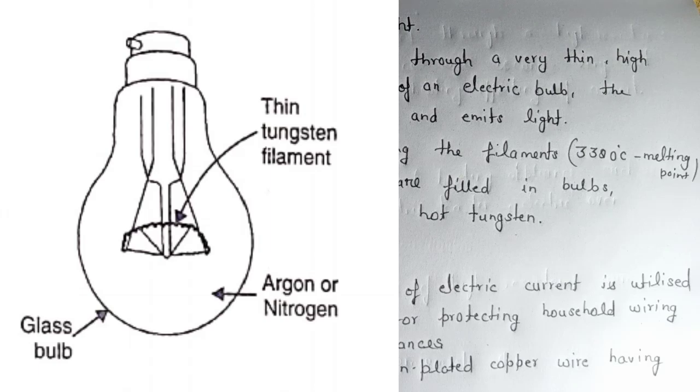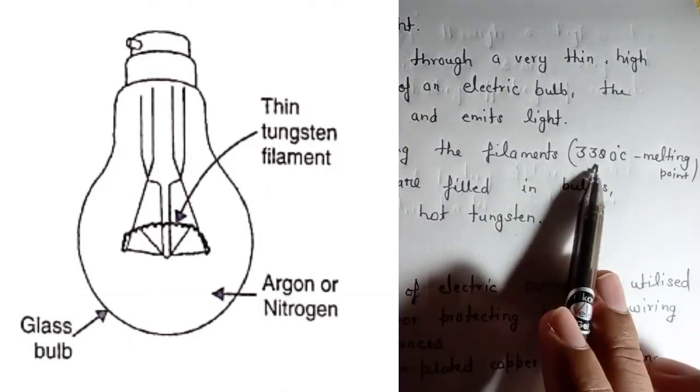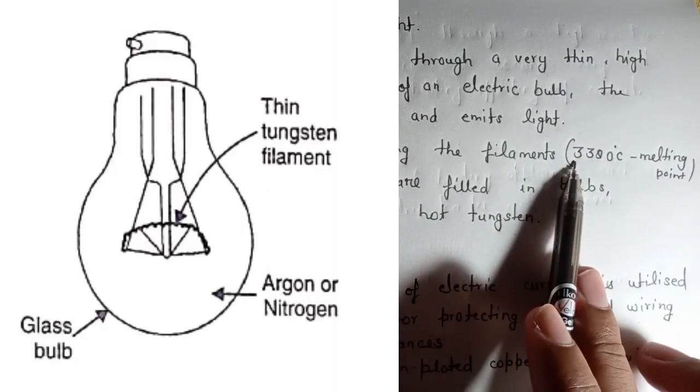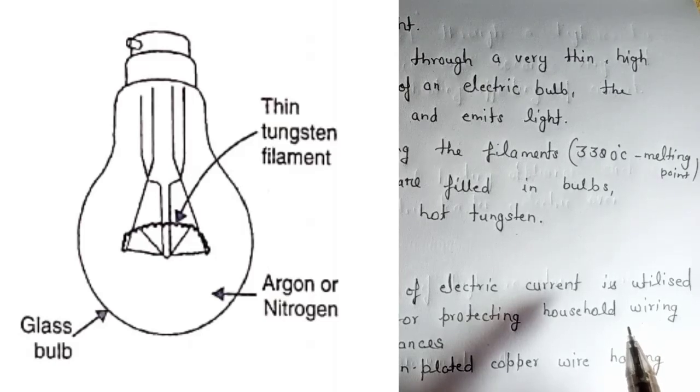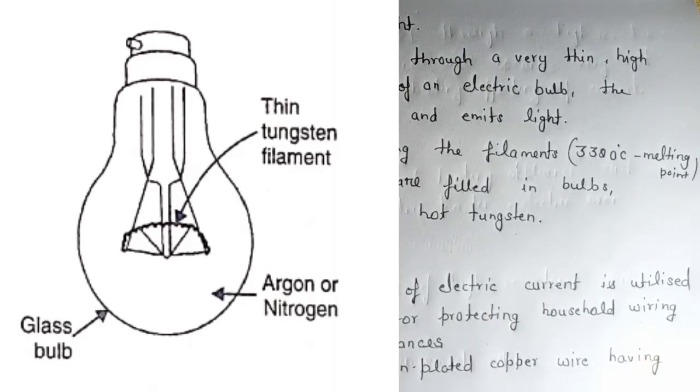Tungsten has a property: the melting point of tungsten is 3380. That is very high. So while producing light, it doesn't melt. And there is another property of tungsten: the rate of vaporization at high temperature of tungsten is very low.